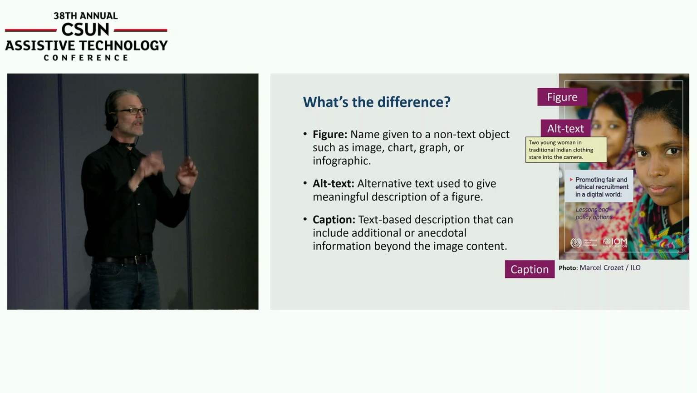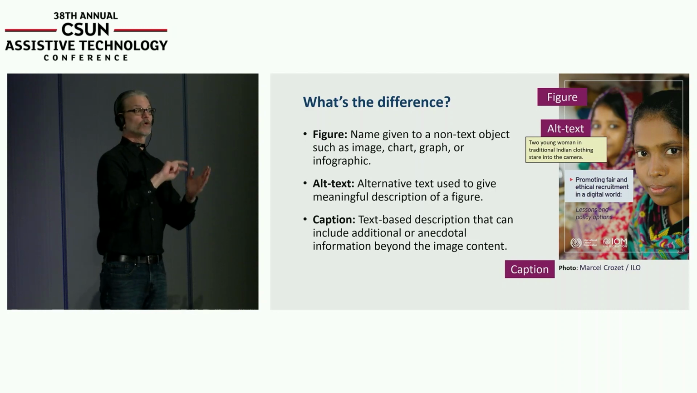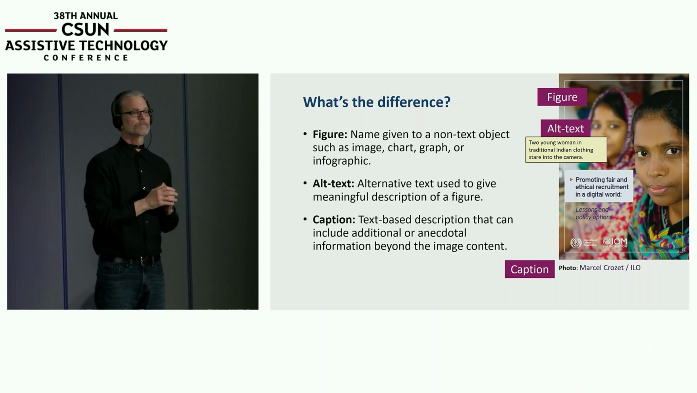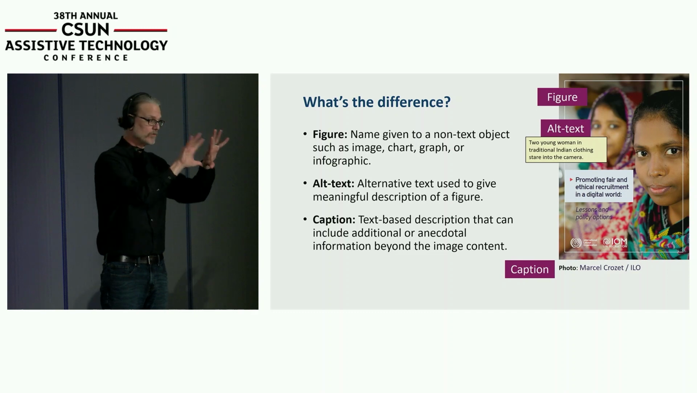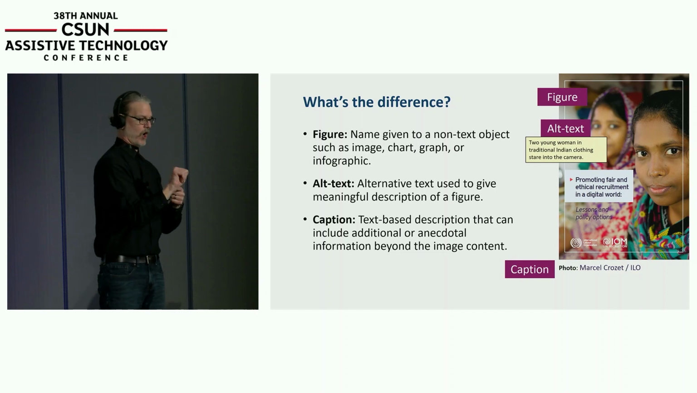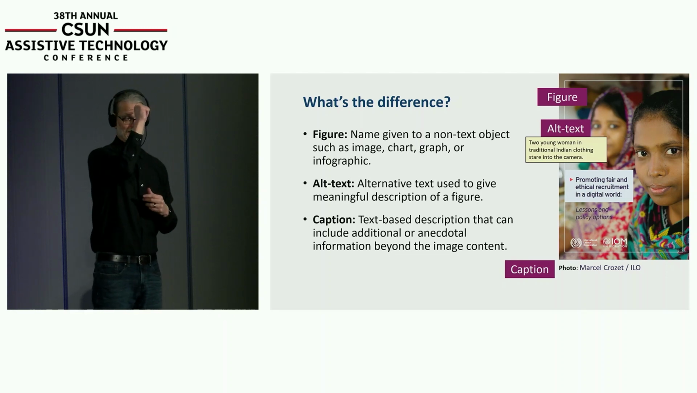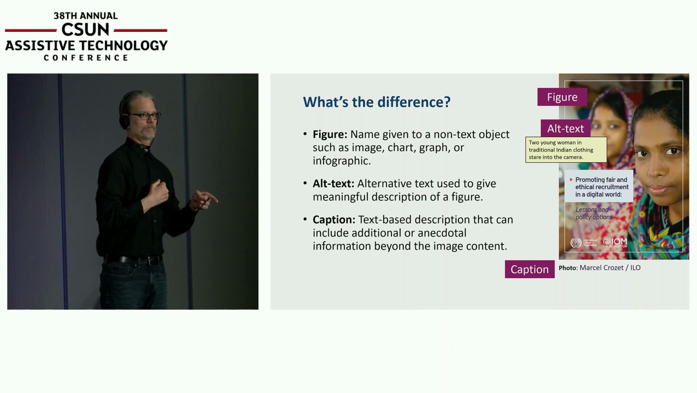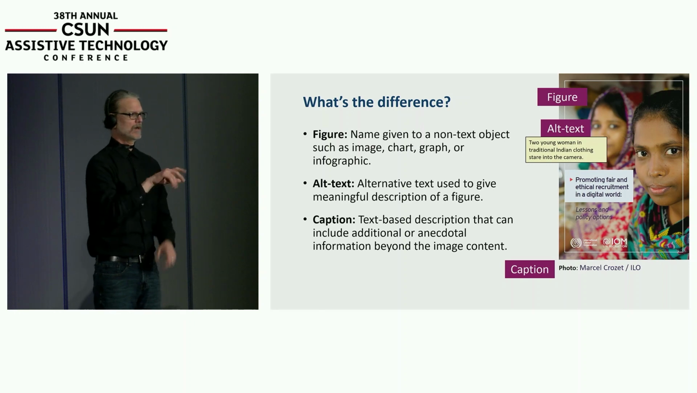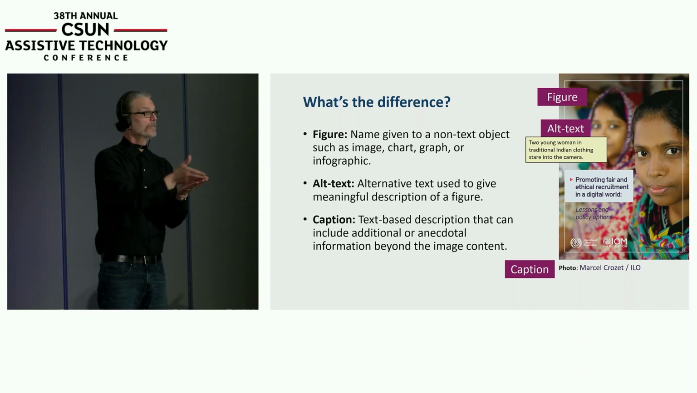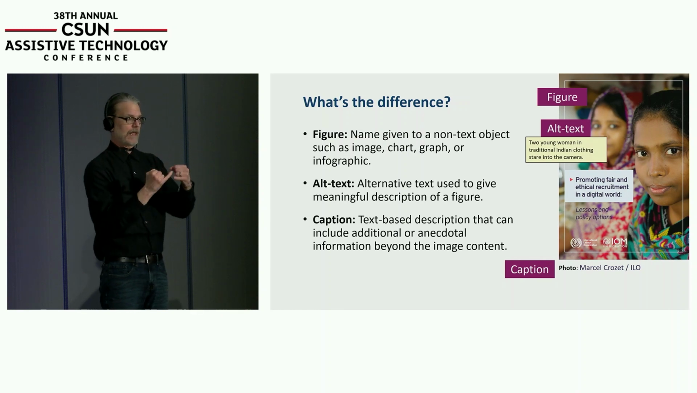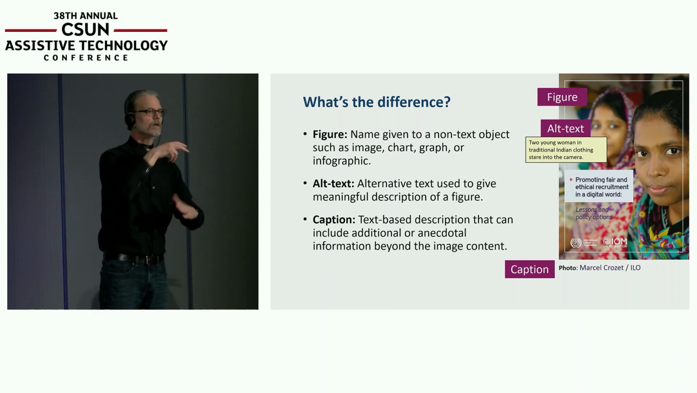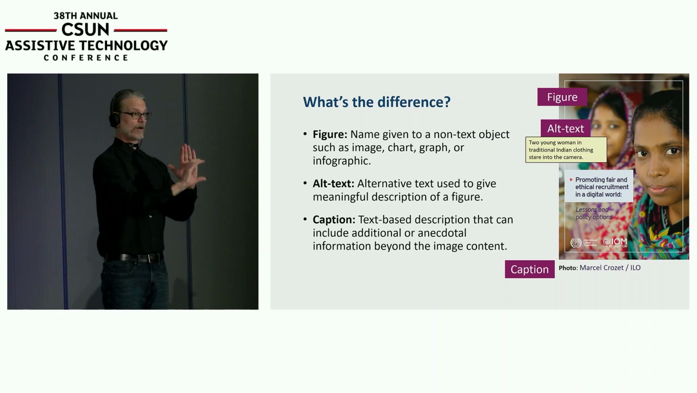A figure is anything that is not text. A figure can be a formula or a pie chart or a photo or an infographic. It can be lots of different things. Alt text is a description of those things. In this case, we have 2 young women in traditional Indian clothing stare into the camera. That is a description of what's going on. We don't want to start that with a photo of, because a photo is assumed. But if it were a pie chart, an aerial, a line graph, or something else that needs to be identified, we want to start there. Pie graph showing, and then go on.